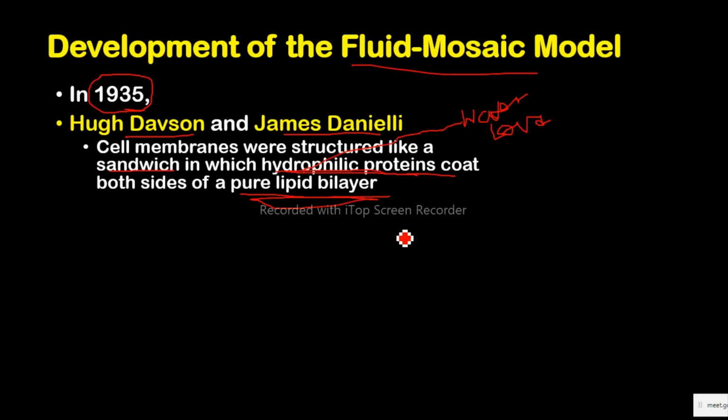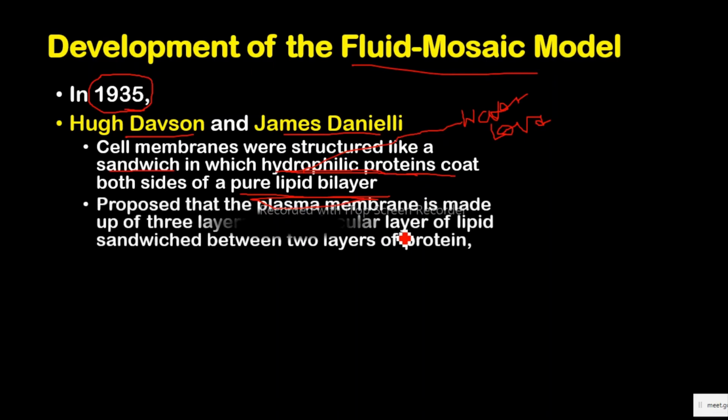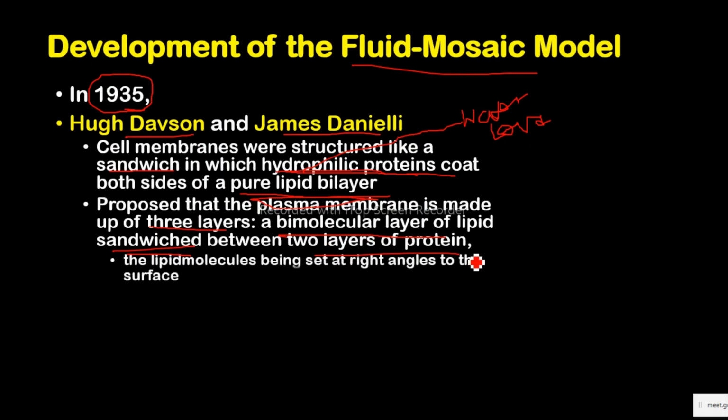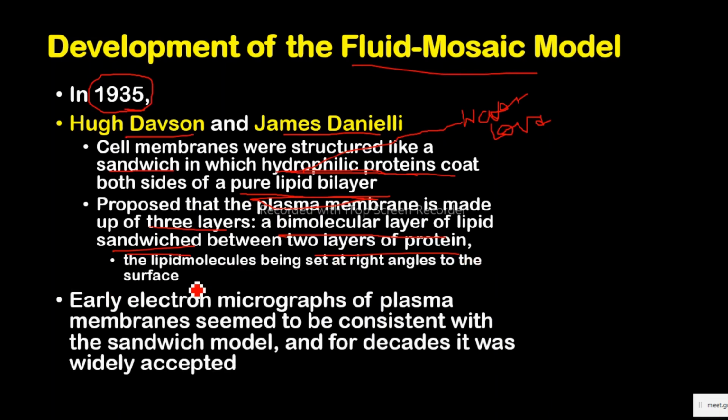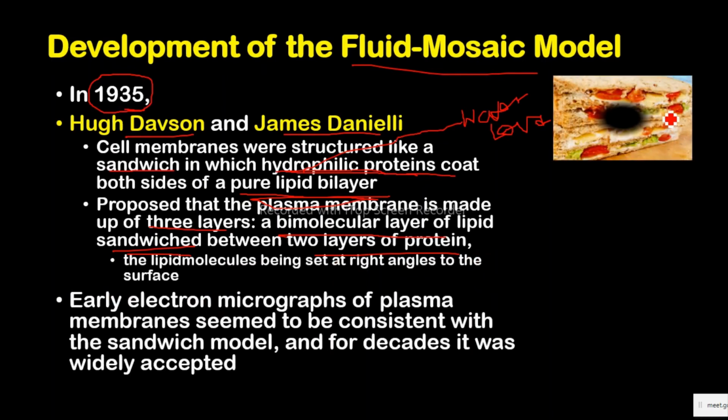layer in the middle. And actually, we believed these guys. So they proposed that the plasma membrane is made up of three layers, a bimolecular layer of lipids in the middle, and the bimolecular layer is sandwiched between two layers of proteins. I'll show you what sandwich means. Now, the lipid molecules being set at right angles to the surface. Now, let me show you what that means. I hope you know this.